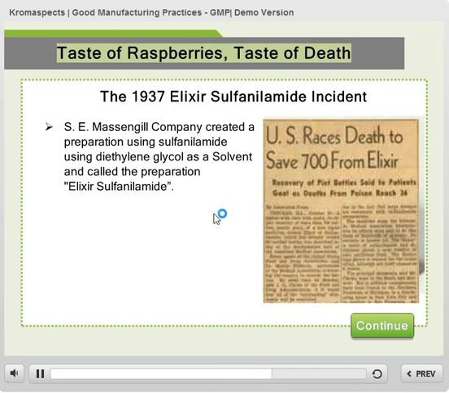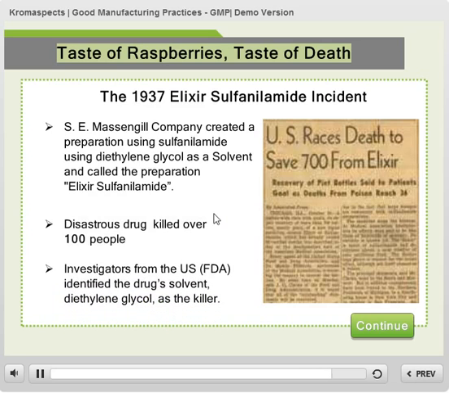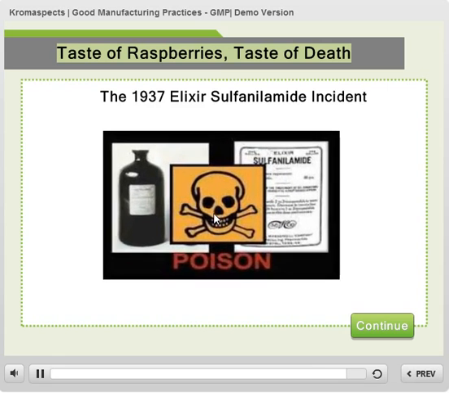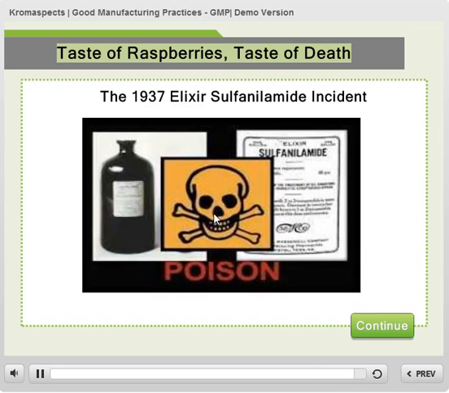Based on the immediate demand, the company compounded a quantity of the drug and sent shipments, 633 of them, all over the country. In the fall of 1937, more than 100 people died after taking the drug. Later, investigators from the U.S. Food and Drug Administration, FDA, identified the drug's solvent, diethylene glycol, as the killer.